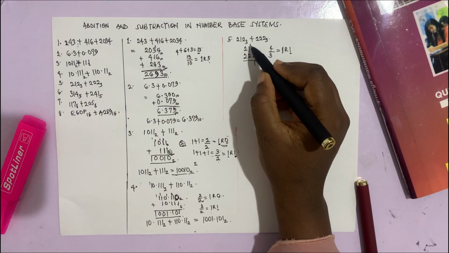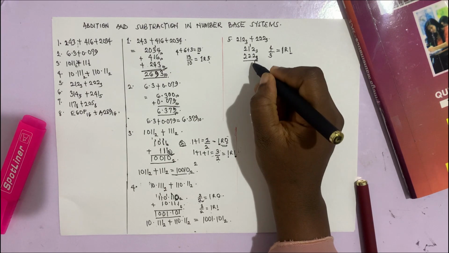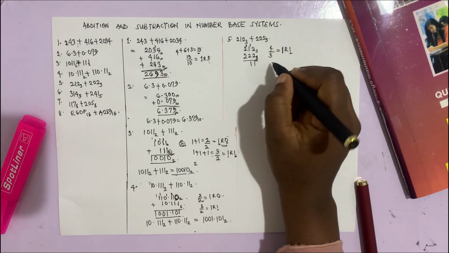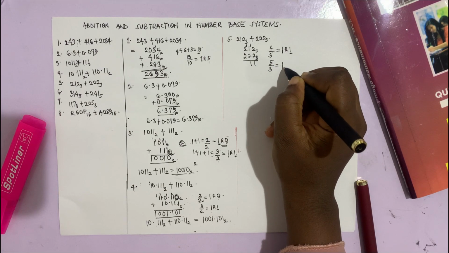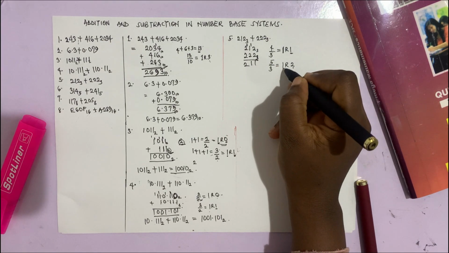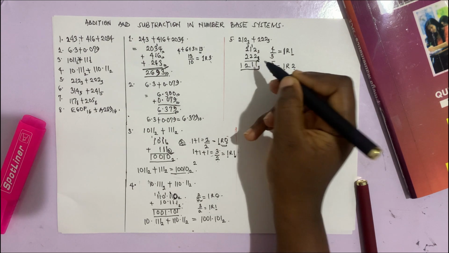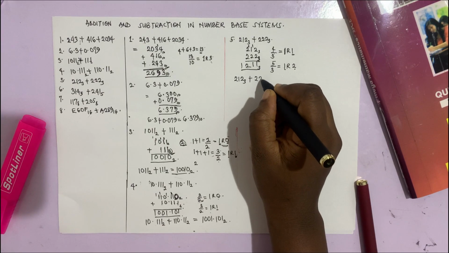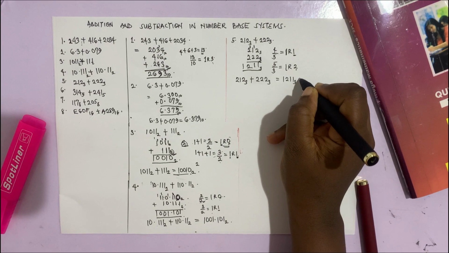So this becomes 1 plus 1, 2. 2 plus 2, 4 again. So we don't write 4, we write 1, we carry 1. So 2 plus 2, 4. 4 plus 1, 5. So 5 is greater than 3, which is the base. So we do 5 divided by 3, and that will give us 1 remainder 2. So we write the remainder 2 here, and this 1 we carry and write it here since there is no other number there. So 212 base 3 plus 222 base 3 would give us 1211 base 3.